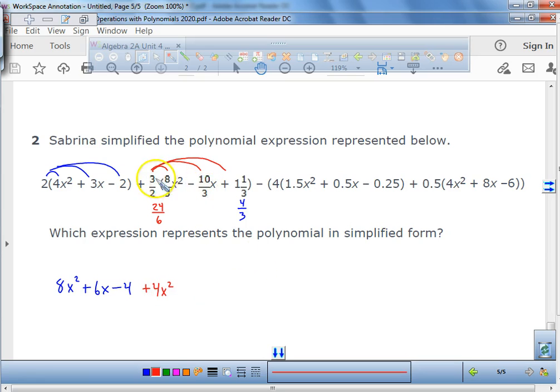I'm going to go over here. 3 times negative 10 is negative 30. 2 times 3 is 6. What is negative 30 divided by 6? So put negative 5x. Okay?